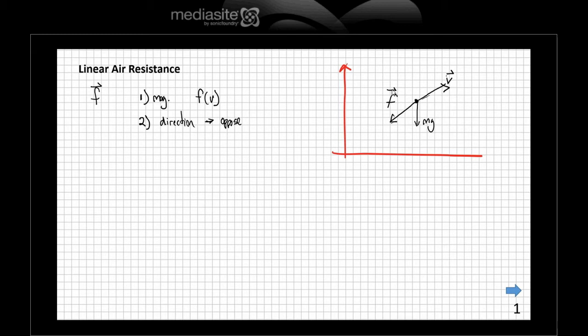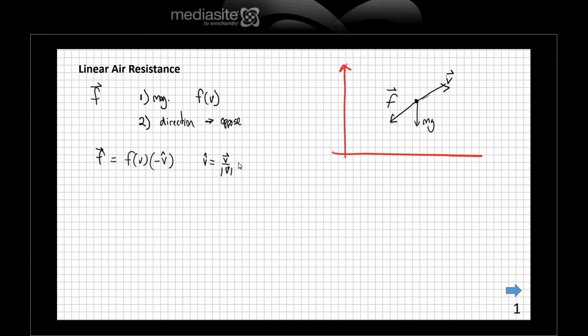So we can write a more sophisticated form. We can say that the frictional force F is equal to f of v in the direction opposite v hat, where v hat is a unit vector along the direction of the velocity.